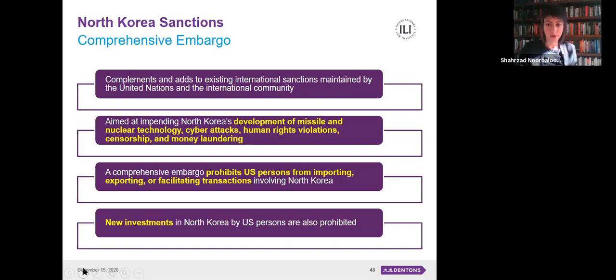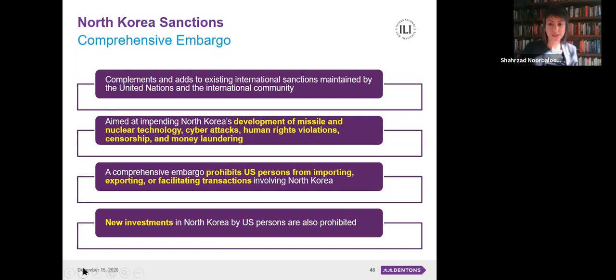Pursuant to the embargo, imports, exports, and facilitation of transactions involving North Korea are prohibited. More specifically, pursuant to Executive Order 13570, goods, services, and technology from North Korea may not be imported into the United States directly or indirectly without a license from OFAC or an applicable exemption. This includes goods, services, and technology from North Korea that are used as components of finished products or substantially transformed in a third country.